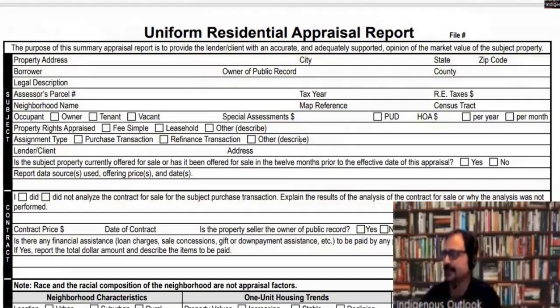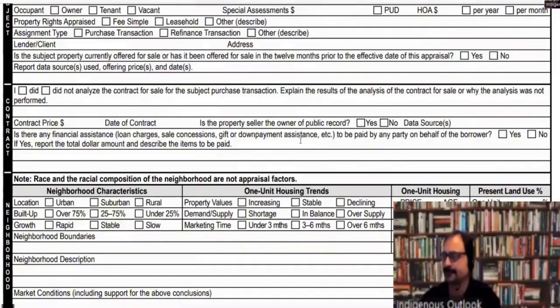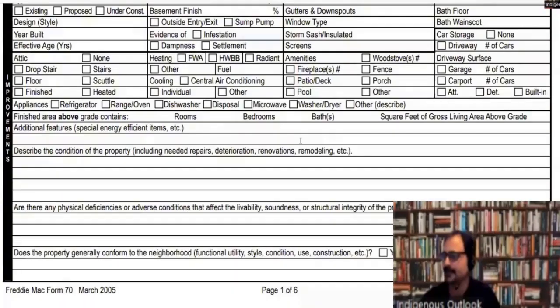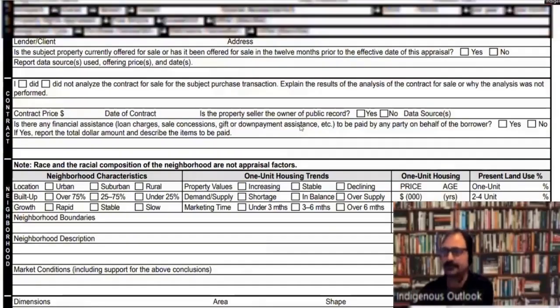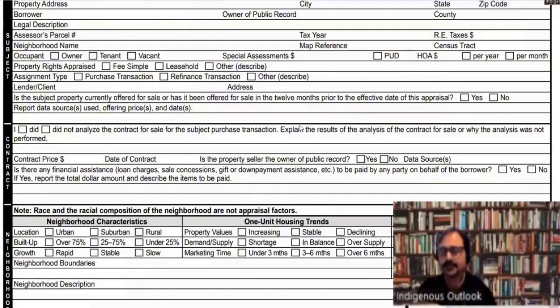This is the Uniform Residential Appraisal Report, right? And here you can see the Freddie Mac form number 70, Fannie Mae form number 1004, right? Page 1 of 6. It is not only going to be 1 to 6. These are the standard forms, but after that there will be more documentation. Like I'm telling, a set of documents.